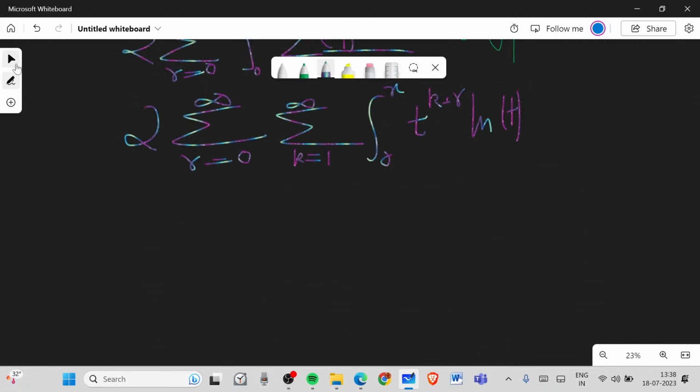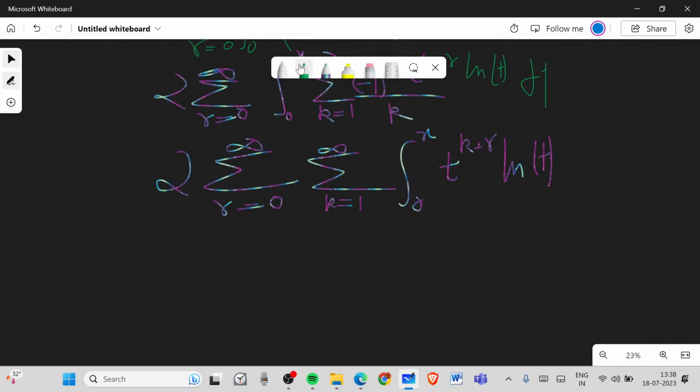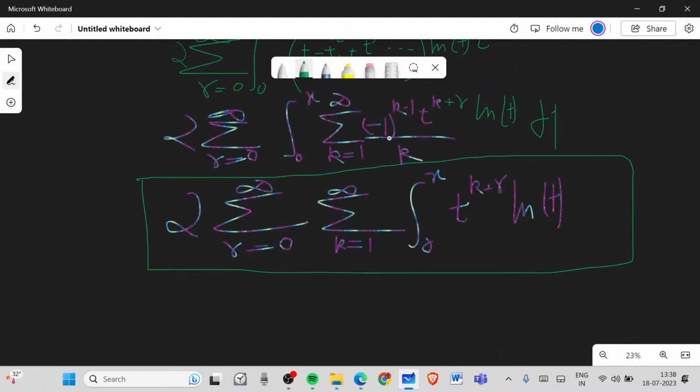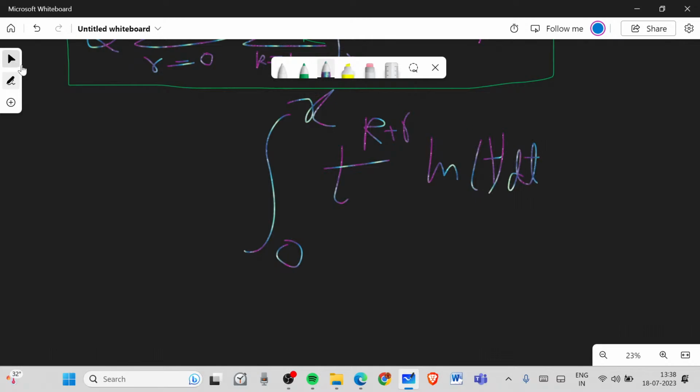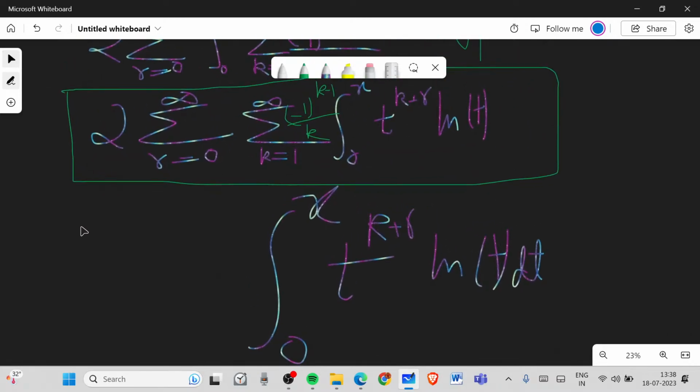So basically we have brought it into a very good form, a triple sigma form, but the problem is that it seems we won't be able to get to the final answer. Okay, forgot one thing. Minus 1 to the power k minus 1 by k. Integral 0 to x t to the power k plus r ln t dt. Yeah, it's this thing only, right?